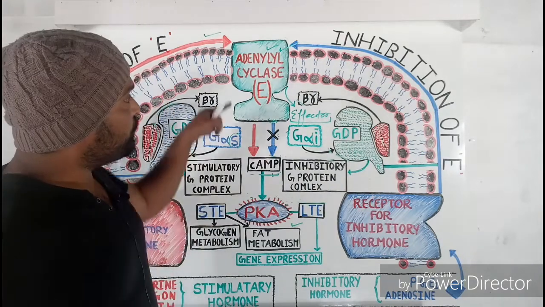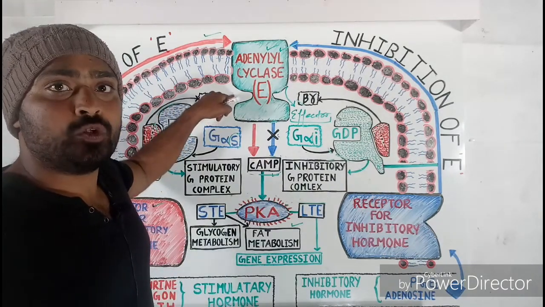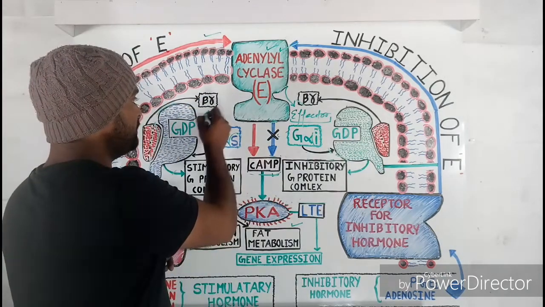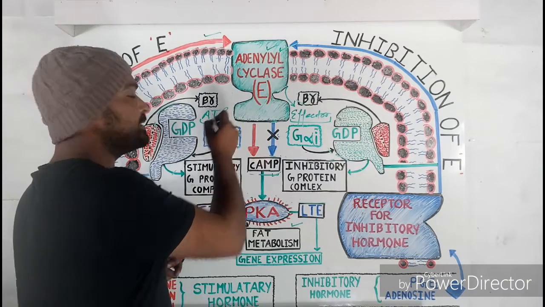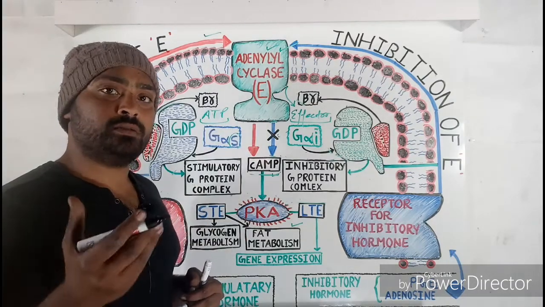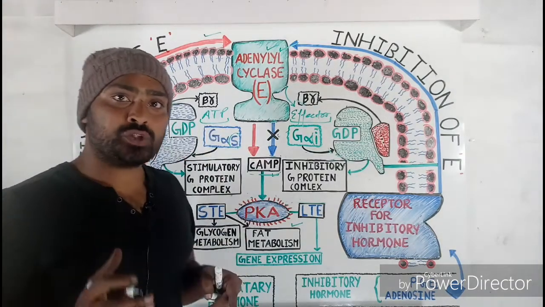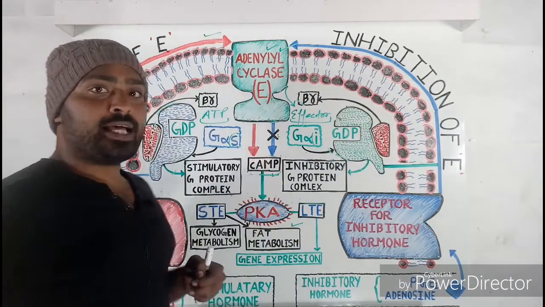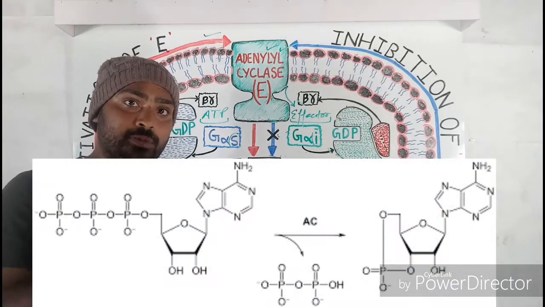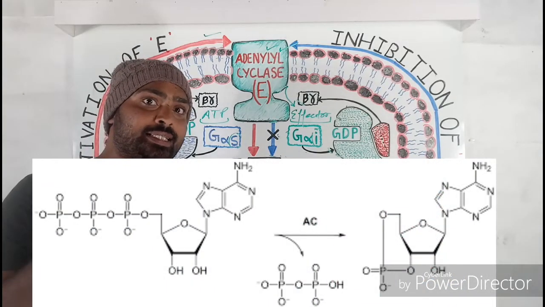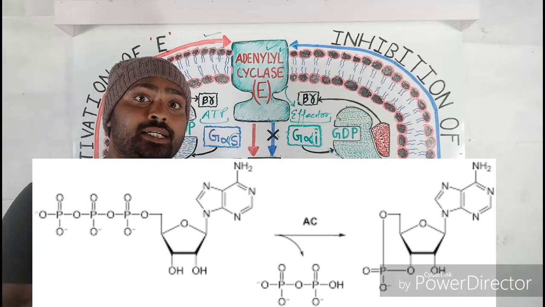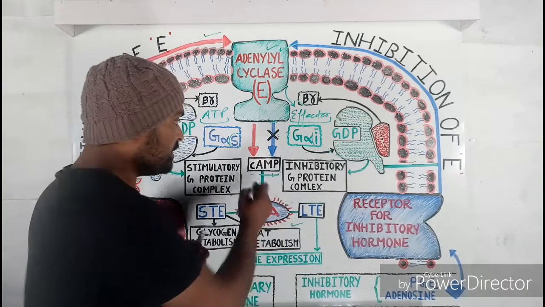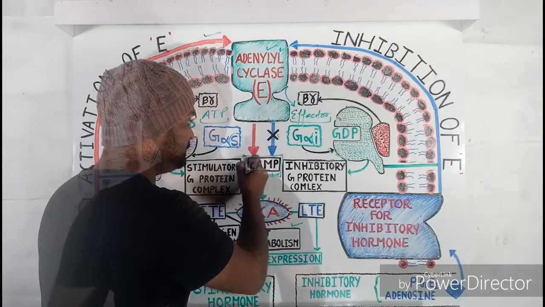Now the question is, what does this enzyme do? In our cells we have ATP, right? This is the energy currency of the cell. We call it adenosine triphosphate. This enzyme acts on ATP, and converts the ATP to the cyclic form of adenosine monophosphate, which is known as cAMP.